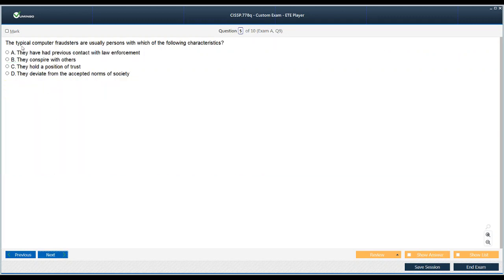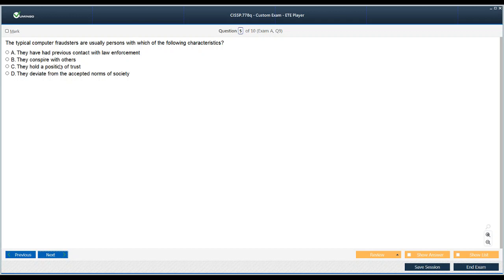Moving on. The typical computer fraudsters are usually persons with which of the following characteristics? A, they have had previous contact with law enforcement. Not necessarily. Somebody can commit a crime for the first time, so they may not have a history. B, they conspire with others. Again, not necessary because somebody can do that all alone. They could be kind of like a lone wolf.